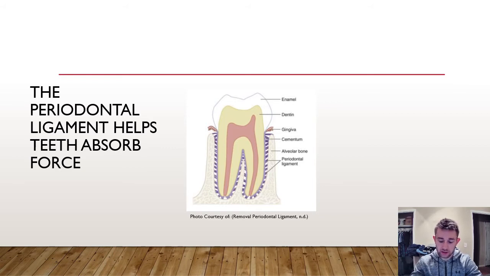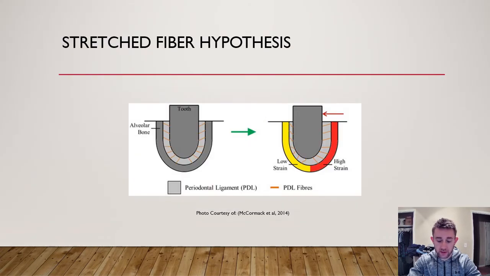There are a few theories out there about how the periodontal ligament works, but the theory which I subscribe to regarding how the periodontal ligament operates is called the stretched fiber hypothesis. In this hypothesis, when a load, like food, is exerted upon the tooth, the periodontal ligament and the surrounding bone undergo separate regions of high tensile stress and low stress.